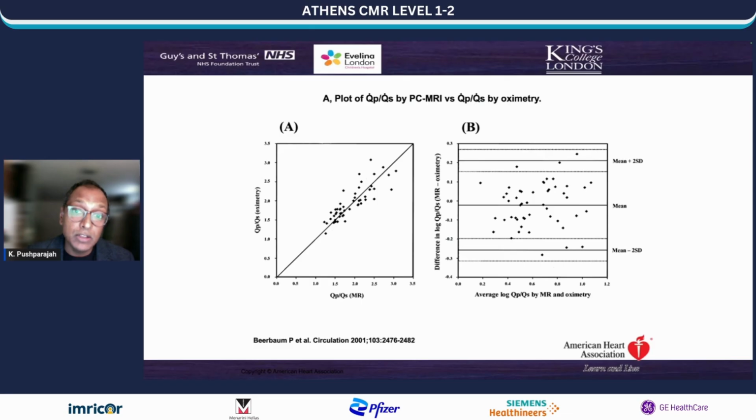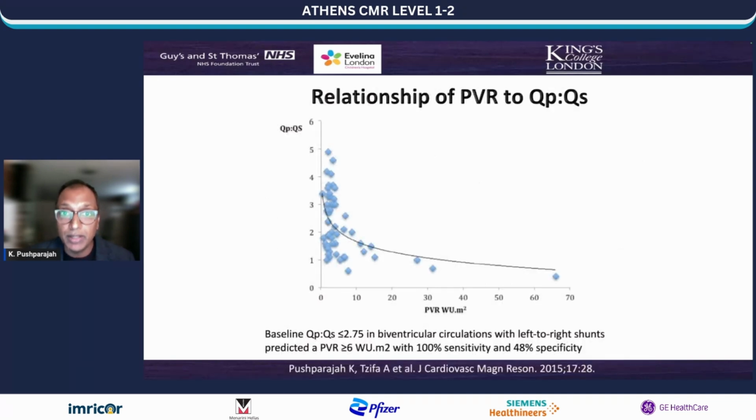And if you then do it for patients who have more significant shunt lesions, it still holds true if you do your QP:QS oximetry versus MR, and this is work done by Philip Beerbaum a year later. And again, it supports the use of CMR in this way, and that's what we do all the time. We looked at a cohort of our own patients who had invasive cardiac MR with PVR studies, and there's a really nice cutoff of about 2.75, in which case you can be reasonably confident that the patients have a low PVR, which is suitable for biventricular repair.